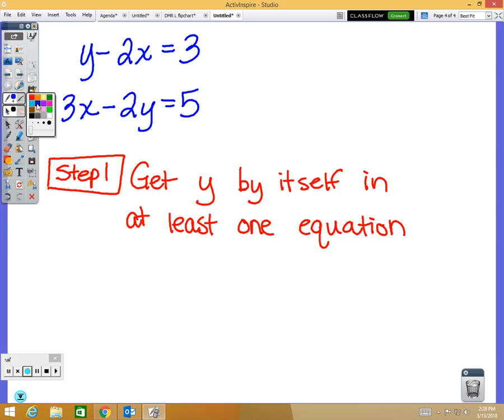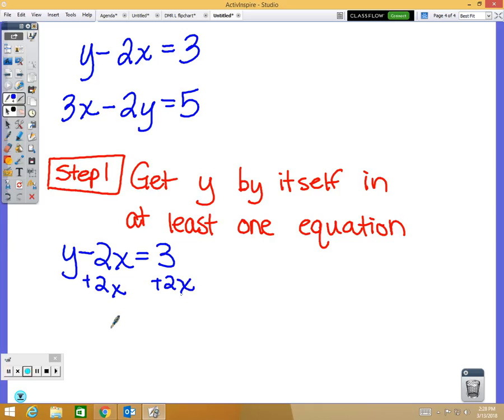So again, I'm going to choose this y minus 2x equals 3, and I'm going to get y by itself. How would I do that? I'm going to add 2x to each side. Good. So that's going to be rewritten as y equals 2x plus 3. All right, so I don't think that the first step should be too difficult for anyone because it's similar to what we worked on yesterday, which was converting equations into slope-intercept form. Everybody good? Can I move on to step 2?